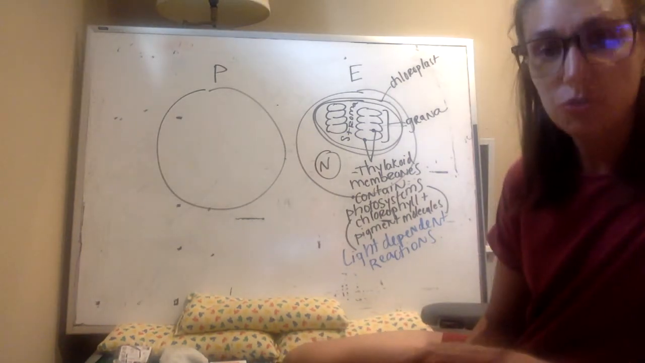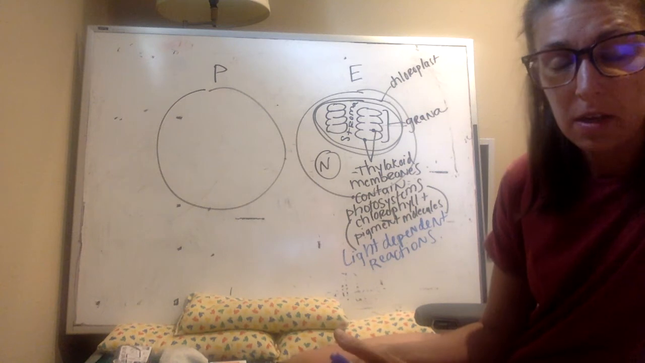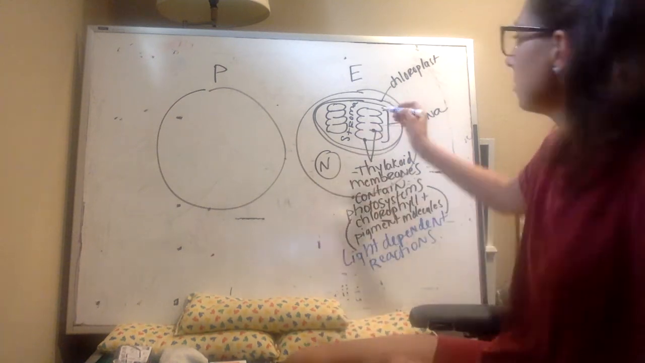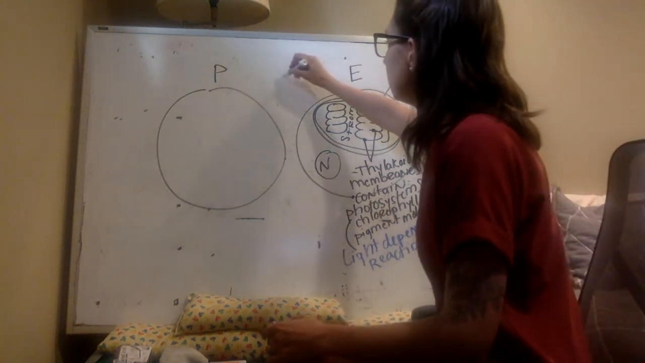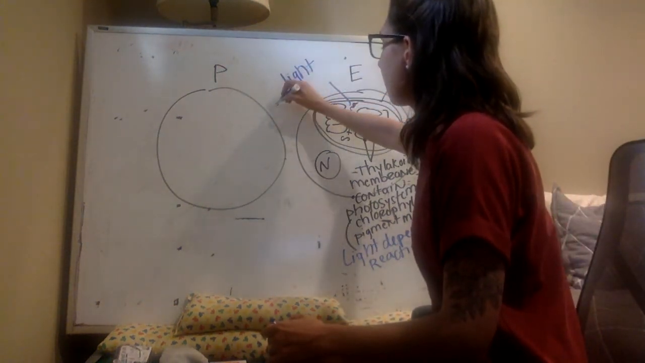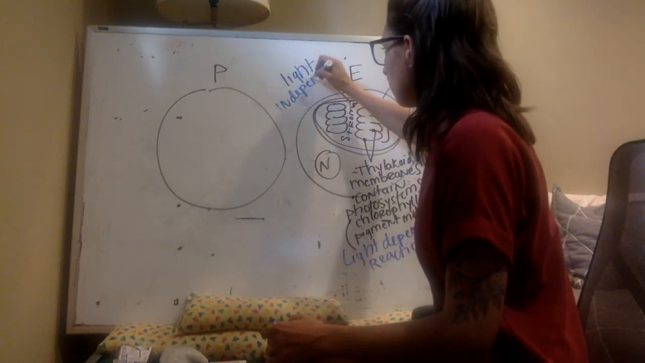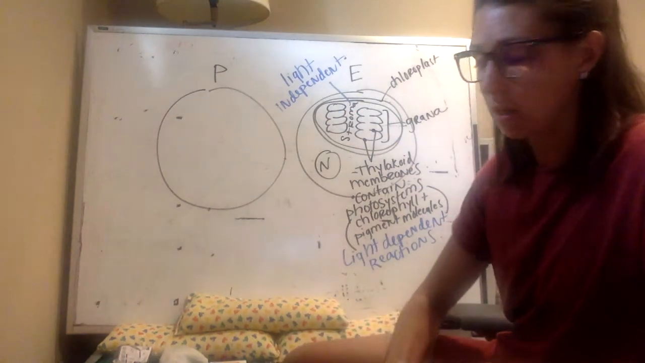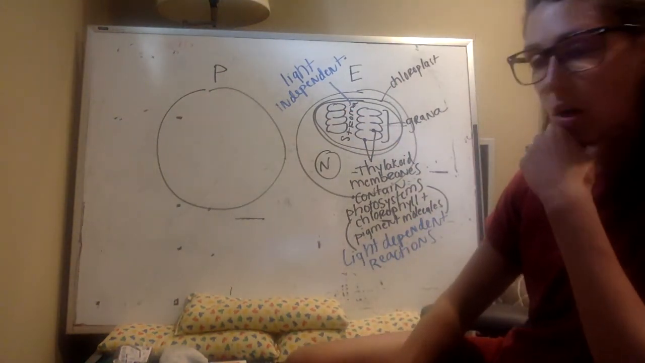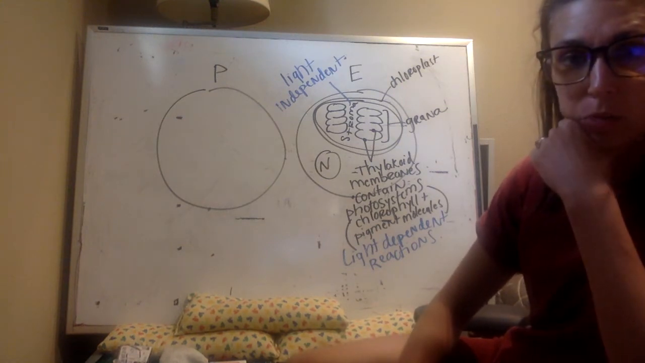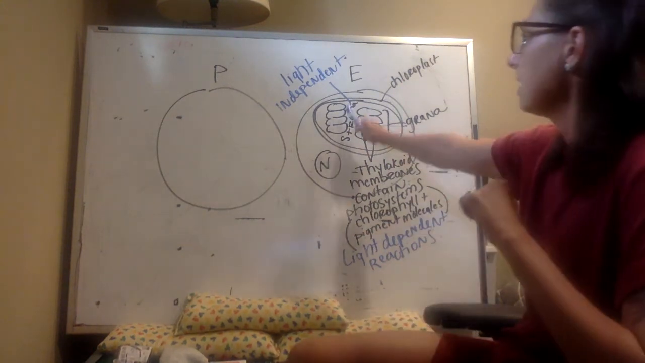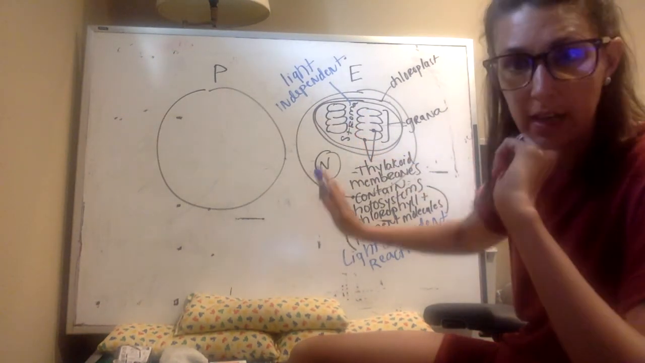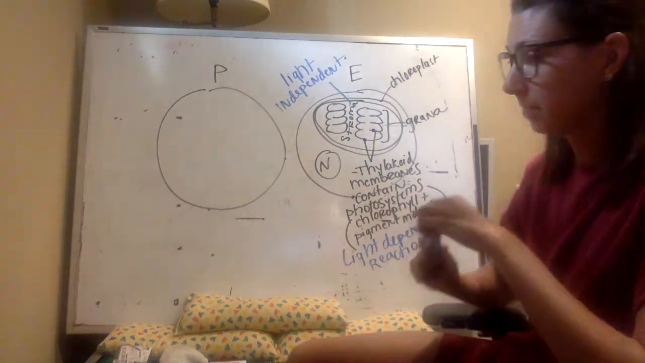All right, in the stroma, the second part, is where the light-independent reactions occur. That is also called the Calvin-Benson cycle, and we'll talk about that more, so you don't have to memorize that yet. So light-independent happens in the stroma. That makes sense because the chlorophyll aren't in the stroma, so they don't need to capture light energy there. They don't need that for that part.